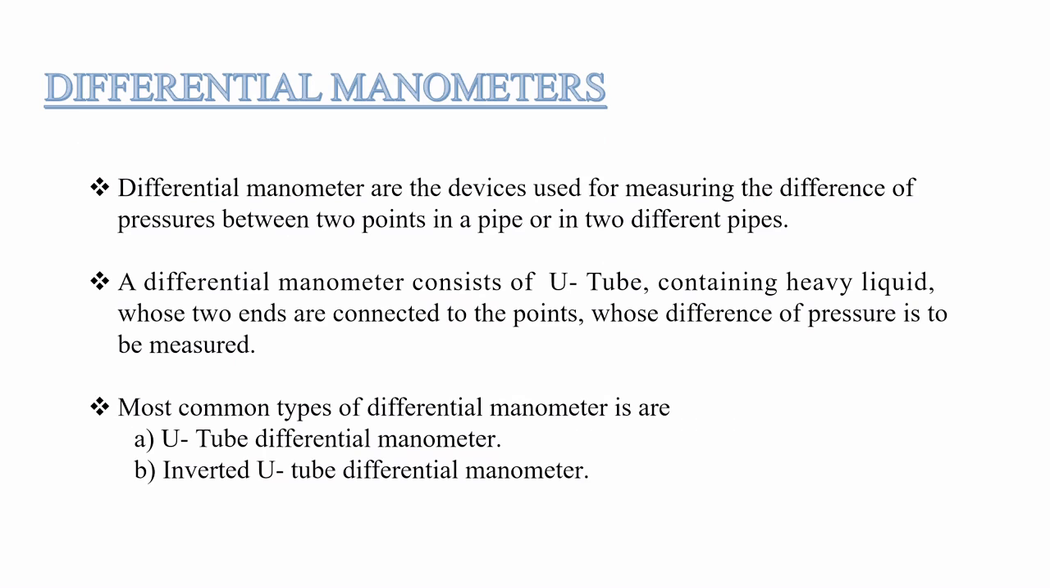So differential manometers consist of a U-tube containing heavy liquid whose ends are connected to the points whose difference of pressure is to be measured. Where we have to calculate the pressure, the two ends of the differential manometer are connected. So it is also in the shape of a U. The most common types of differential manometers are the U-tube differential manometer and the inverted U-tube differential manometer.